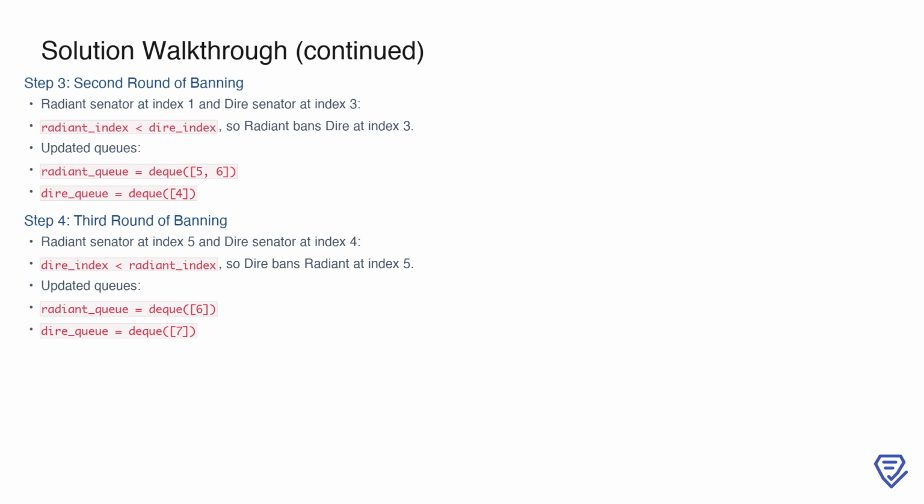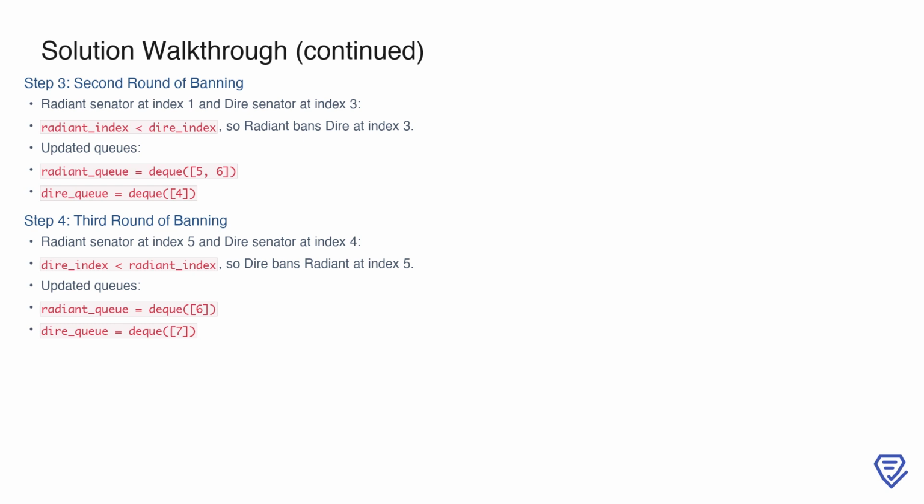Next, we proceed to the second round of banning. The radiant senator at index 1 and the dire senator at index 3 are dequeued. Again, the radiant senator has a smaller index, so it bans the dire senator at index 3. The radiant senator is re-enqueued with a new index of 6, resulting in an updated radiant queue containing 5 and 6. The dire queue is now left with just the senator at index 4.